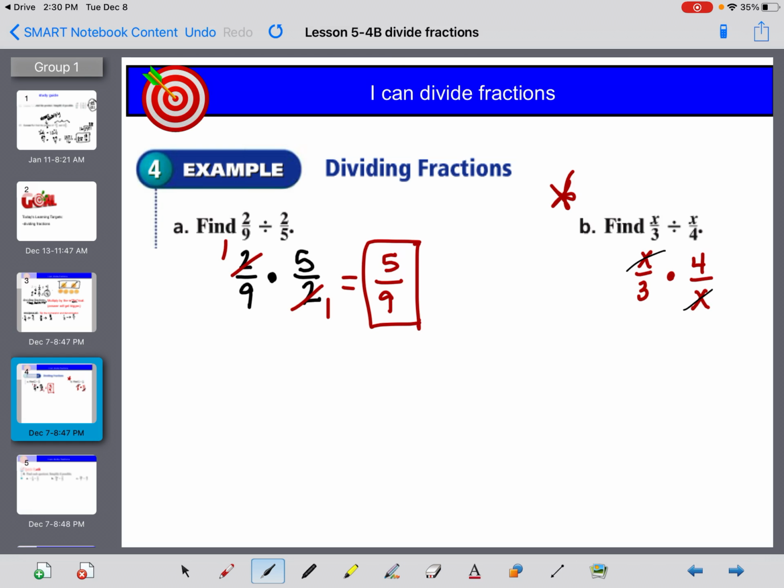Then 3 and 4 have no common factors, but x and x sure do. x and x are both divisible by x, and I'm left with 1. 4 times 1 is 4, 3 times 1 is 3. Now we don't leave it improper, do we? Let's rename that as 1 and 1/3.